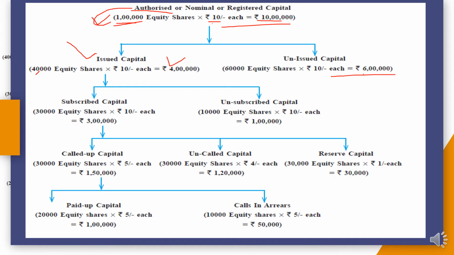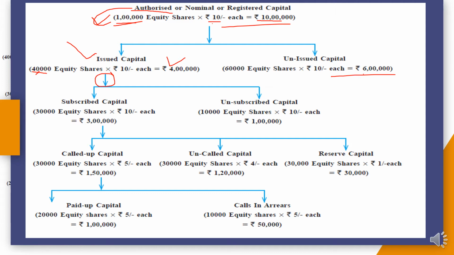Now students, look at the blue arrow. The further types are the part of issued capital, in which unissued capital is not included. So these two types are the part of issued capital. Okay, so for example, the company has issued 40,000 out of 1 lakh. So out of 40,000 only, there can be subscribed and unsubscribed capital.